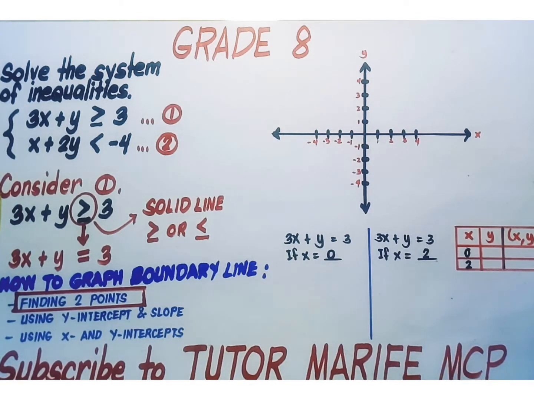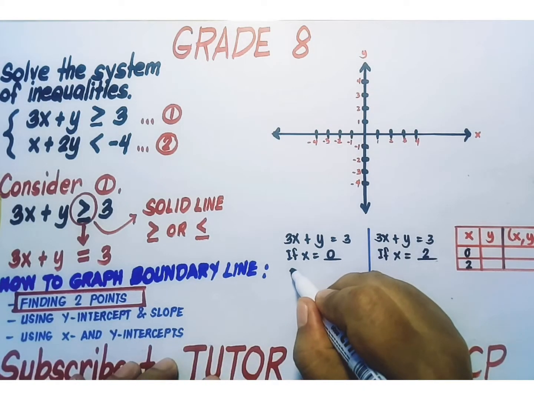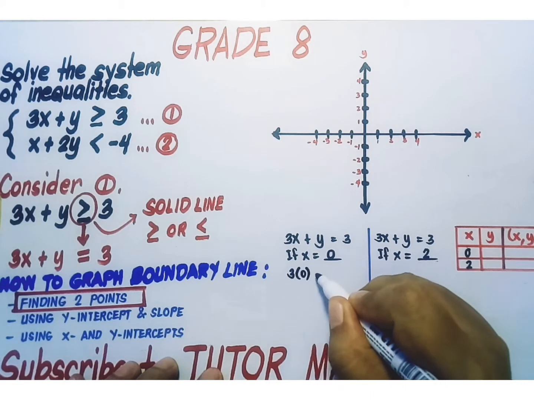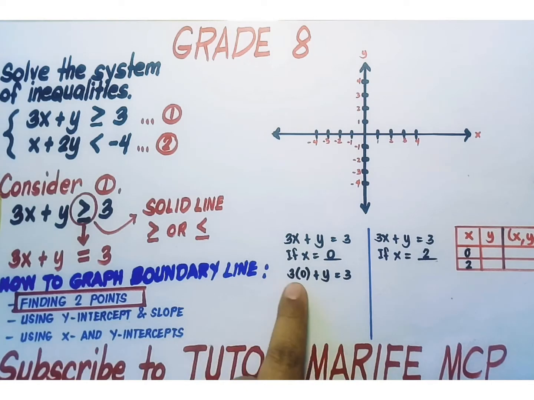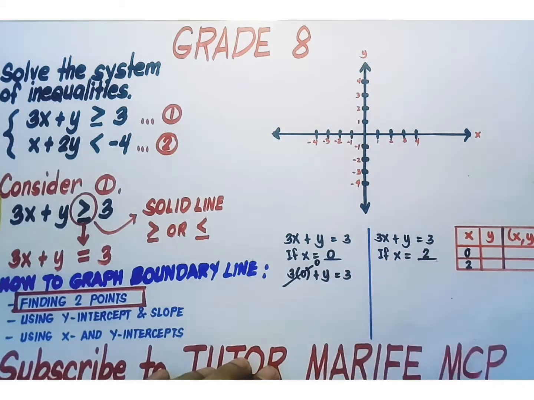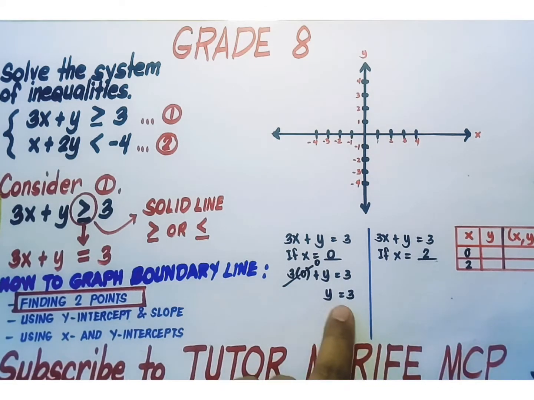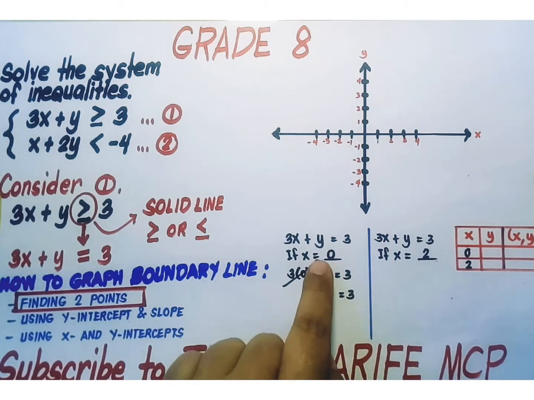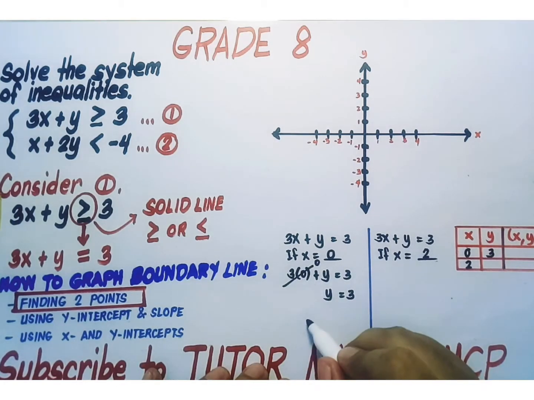Okay, so let's now solve for the corresponding values of y. If x is equal to 0, 3 times 0 plus y equals 3. Replace x with 0. Any number multiplied by 0 is always equal to 0. So we have y equals 3. This is the corresponding value of y when x is equal to 0. Therefore, our first point is at 0, 3.